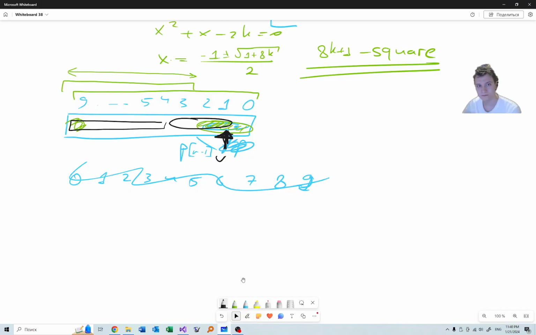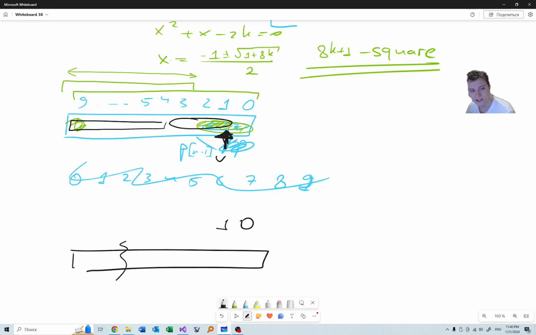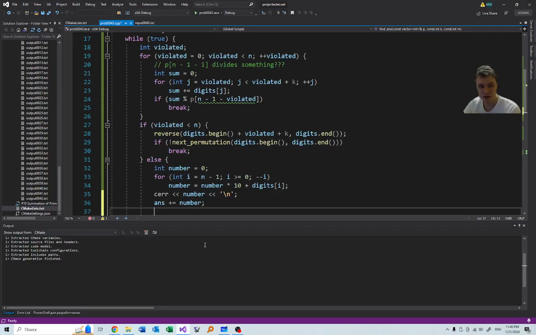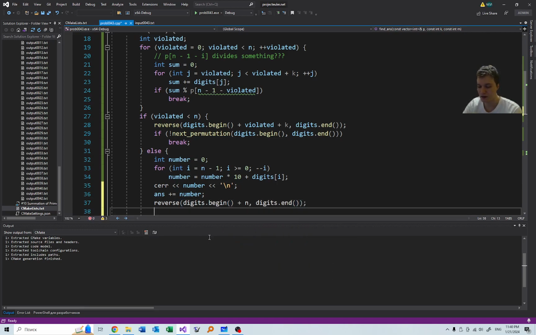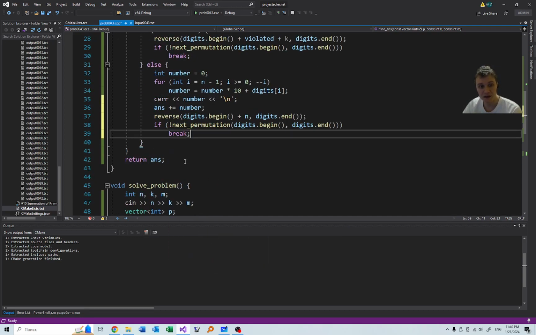What do I do? I have some number. The last n digits is this number. So I need to reverse these digits and then take the next permutation. Let's do it. I need to take reverse of digits dot begin plus n to digits dot end. Then I need the next permutation. And again, if we were unable to take the next permutation, then we need to break. And finally, we return the answer.